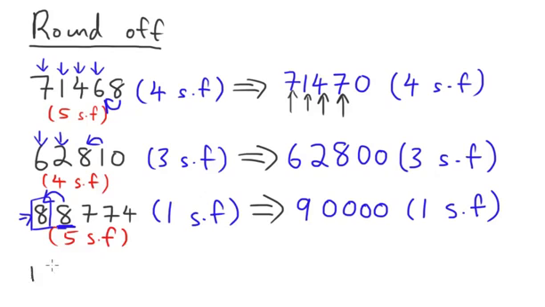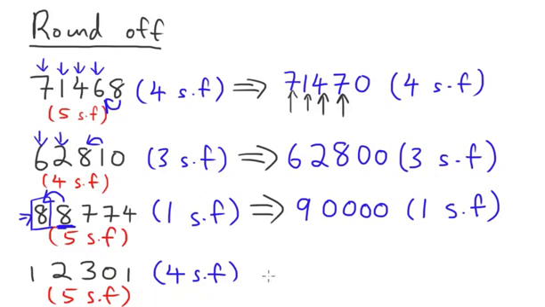How about if we have 12,301? Here we have 5 significant figures. This is the original number, and we want to round it off to 4 significant figures. Let's do 4.